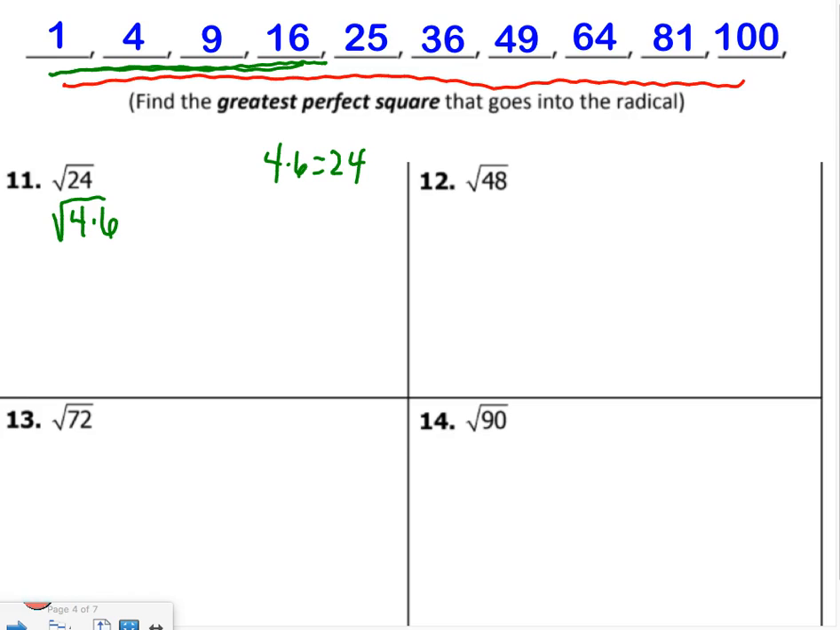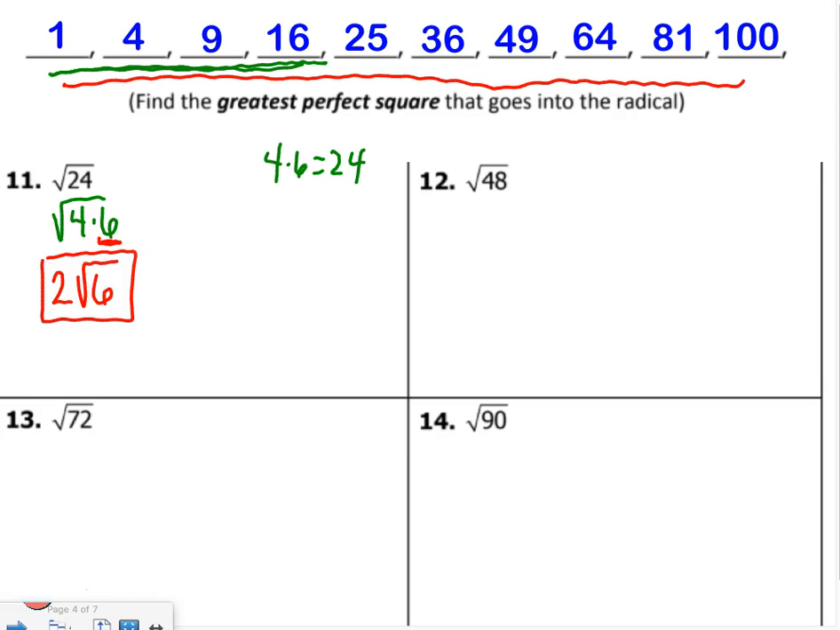Because now, what is the square root of 4? Well, we know that is 2. So that gets to come out of the radical. But do I know what the square root of 6 is? Nope. So now it stays underneath the radical symbol. So that is what I'm left with. Okay, these are kind of goofy. Let's just see how they go.